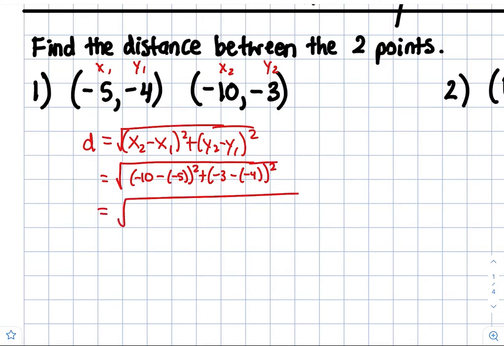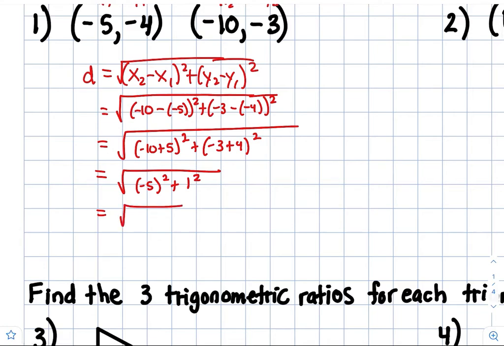Now, negative 10 minus negative 5, that's going to be negative 10 plus 5, to the second, plus negative 3 minus negative 4, which is positive 4 squared. So we are going to have negative 5 squared plus 1 squared, which is 25 plus 1, which equals the square root of 26. The square root of 26 cannot be simplified further because if you did a prime factorization tree, it's just 2 and 13, no pairs, just leftovers. So this is going to be your distance for that problem.